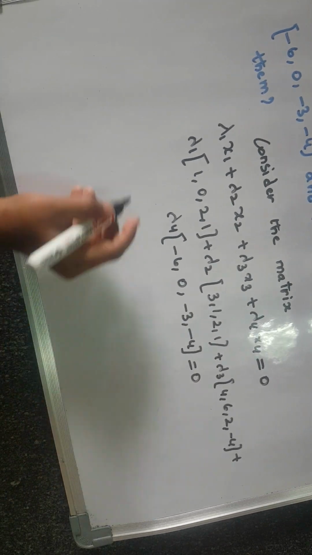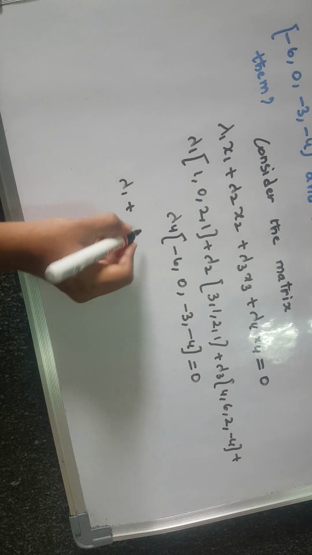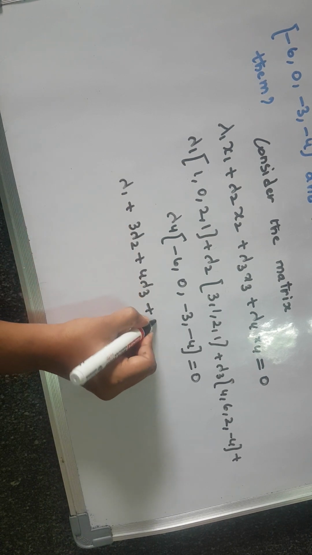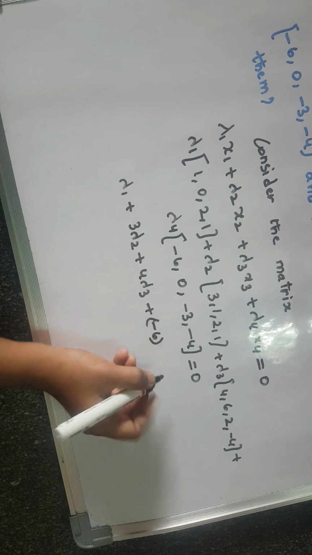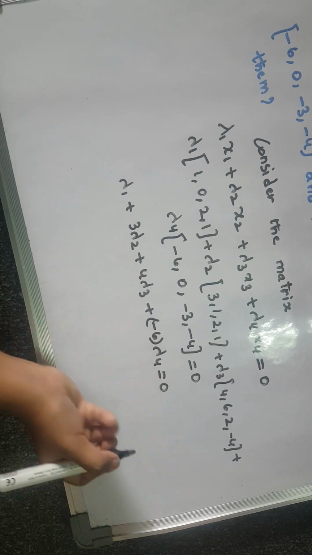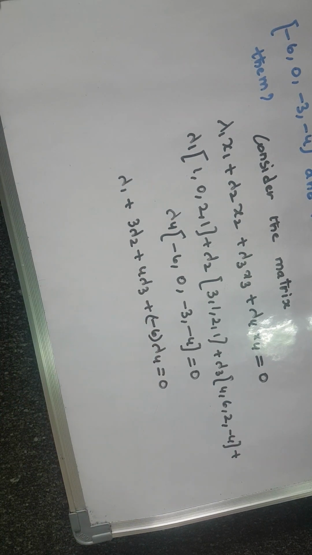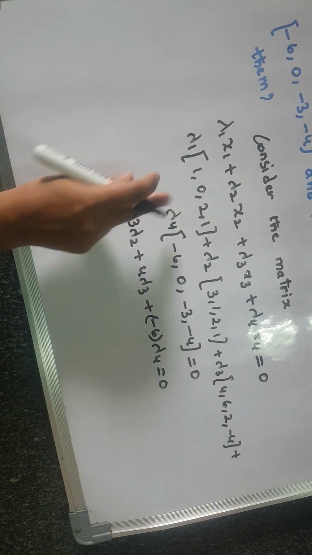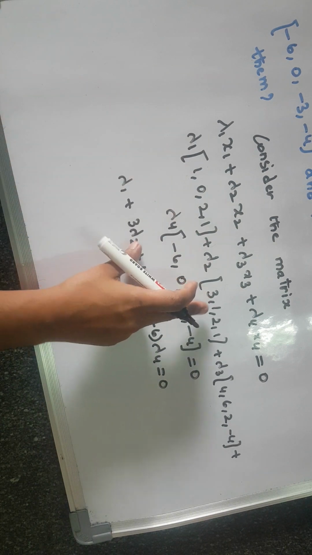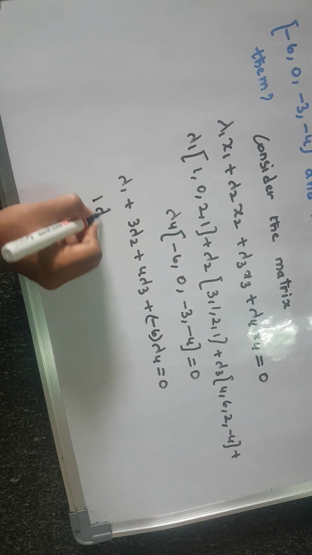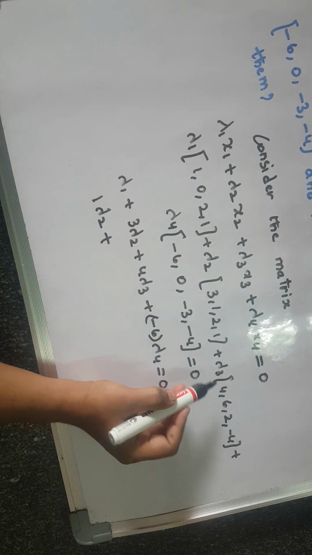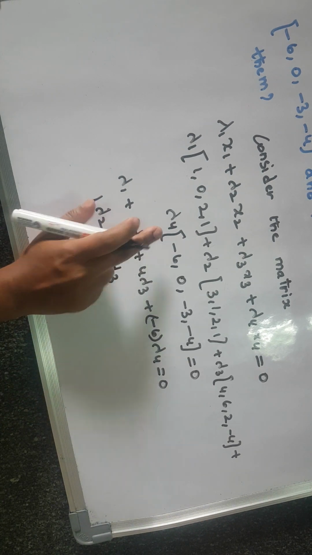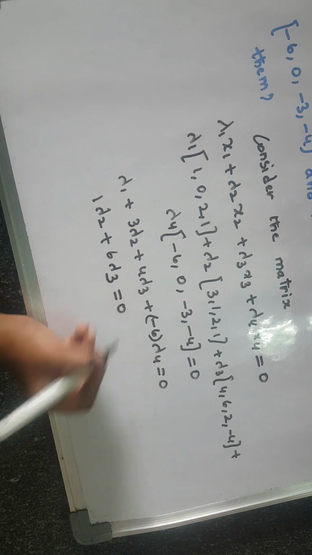Now how can we write it? Lambda 1 plus 3 lambda 2 plus 4 lambda 3 plus minus 6 lambda 4. Write the equations taking the first components only. The second is 0 lambda 1, so don't take this. Here 1 into lambda 2 plus 6 into lambda 3. Here 0 into lambda 4 means the value will be 0, so don't take that.